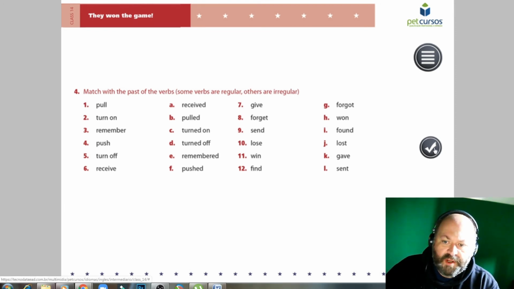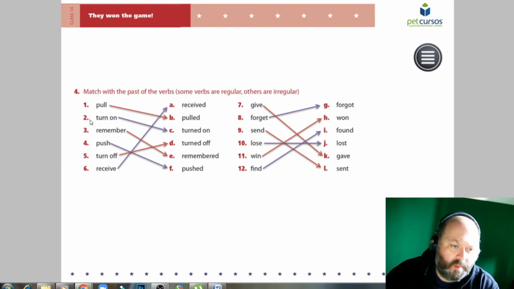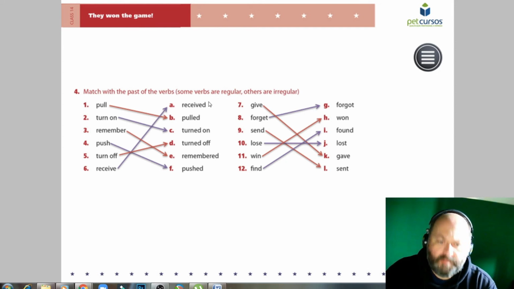Okay, you must have finished, let's go for the correction. So first, let's read the regular ones, yes? Pull, pulled. Turn on, turned on. Remember, remembered. Push, pushed. Turn off, turned off. Receive, received. Né?